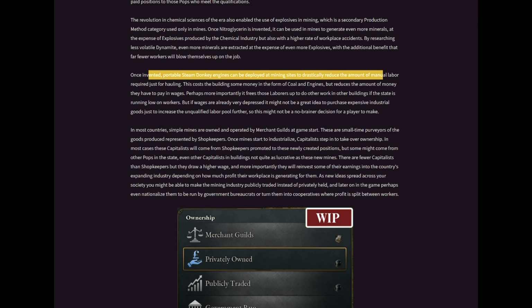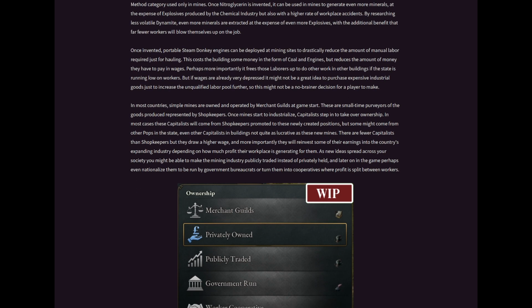Once invented, the portable steam donkey engines can be deployed at mining sites to drastically reduce the amount of manual labor required just for hauling. If you've ever played something like RimWorld, at a certain point you need just some people to just haul. They need to just haul. And that's because you cannot use the real technology, like in Factorio.